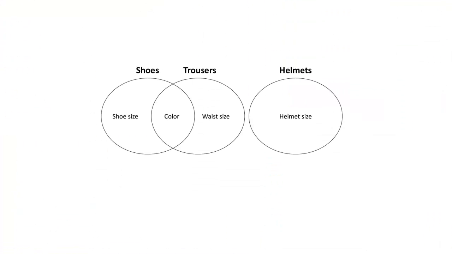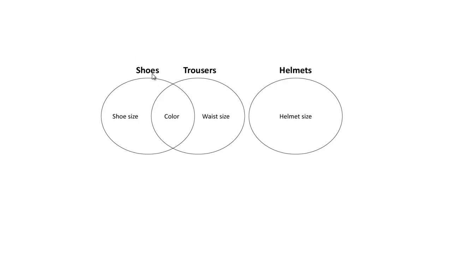Product types exist mainly to help you organize your options. So here we've got shoe size, color, waist size, and helmet size as different product options. But we don't want to assign helmet size to things that are not helmets. So only helmets can have a helmet size. Trousers, however, can have color and waist size. Shoes can have a shoe size and color. And these at the top, these three items here, are product types.